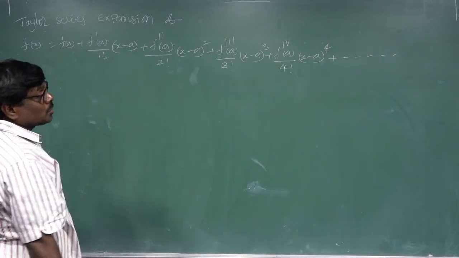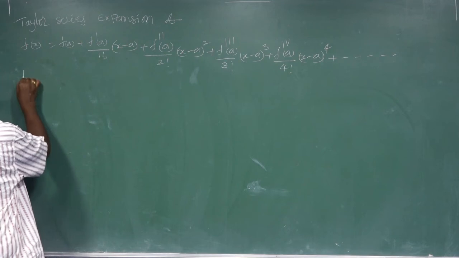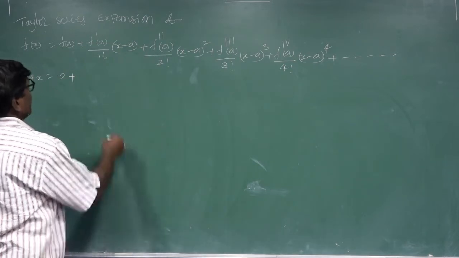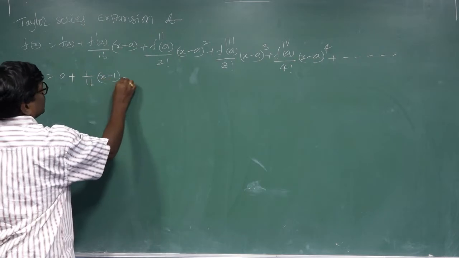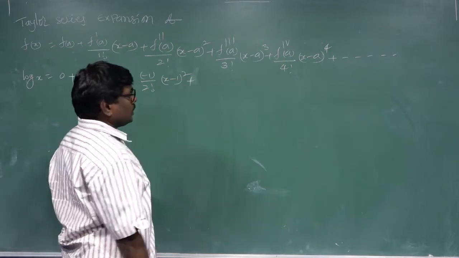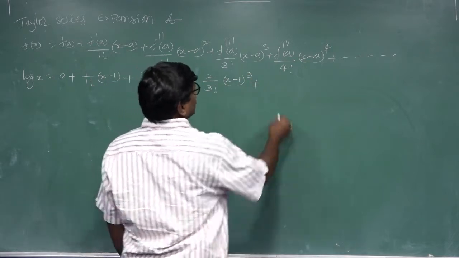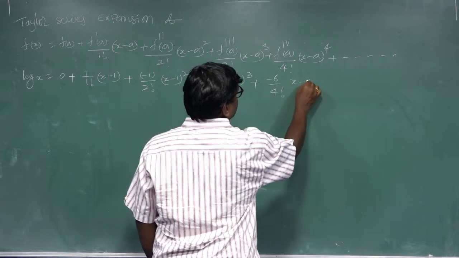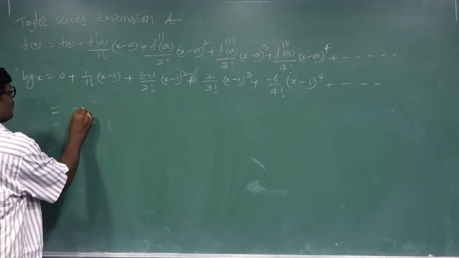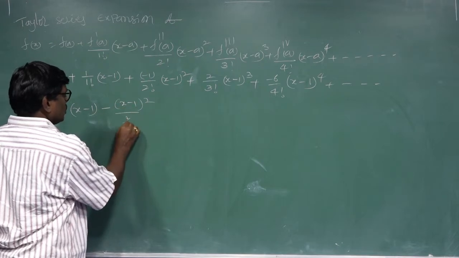Here x equal to 1, that is a equal to 1. f of x equal to log x. f of 1 value is 0, plus f dash value 1 by 1 factorial into x minus 1, plus f double dash value minus 1 by 2 factorial into x minus 1 whole square, plus f triple dash 2 by 3 factorial into x minus 1 whole cube, plus f fourth derivative minus 6 by 4 factorial into x minus 1 power of 4, and so on. So the first three non-zero terms are x minus 1, minus x minus 1 whole square by 2, and so on.